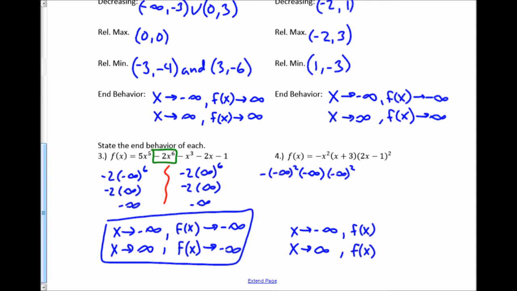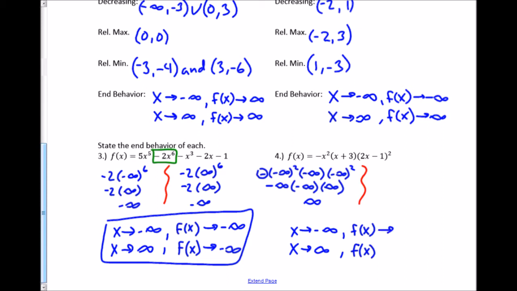And now I start just doing the operations here. Negative infinity squared is a positive, and then I tack on this negative sign that's out front. This is still just a negative infinity here. Negative infinity squared is a positive infinity. So now I have a negative times a positive, which is a positive infinity. Okay? And then I've got to do the same thing with the positive infinity.